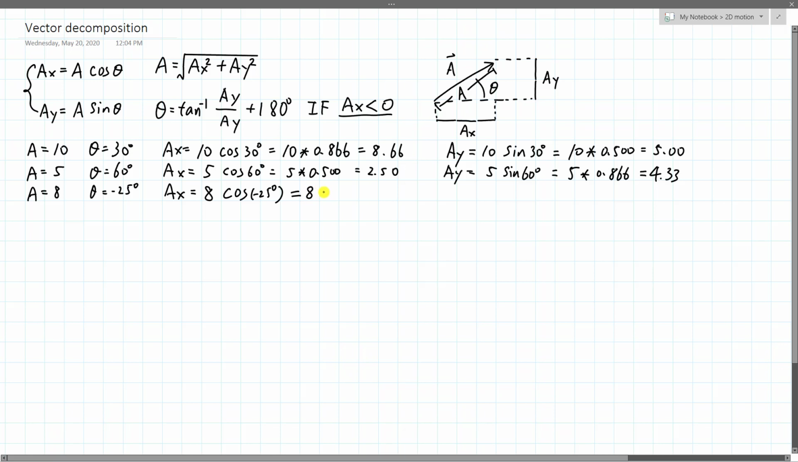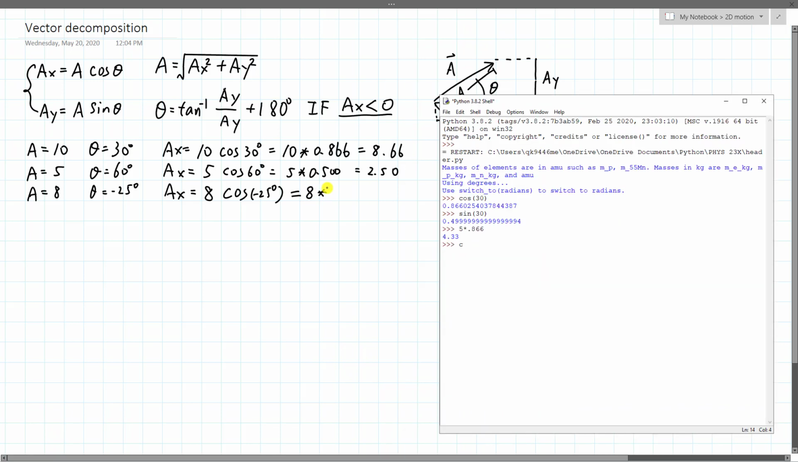So this is 8 times cosine minus 25 degrees. Okay, well, let's also, for comparison, do cosine plus 25 degrees. Wow, those are the same. Well, actually, cosine is what we call an even function. So the positive and the negative generate the same exact cosine value. So cosine of anything negative is the same as cosine of anything positive.